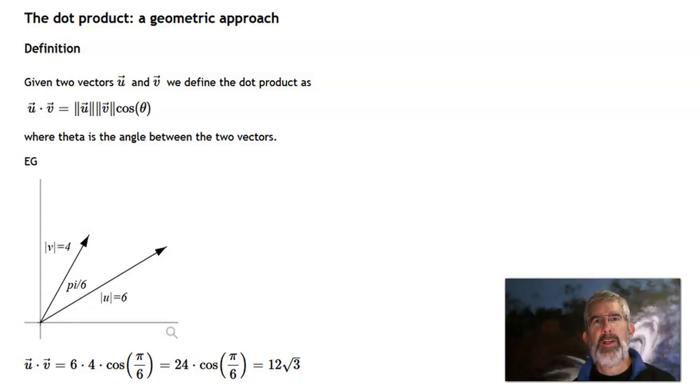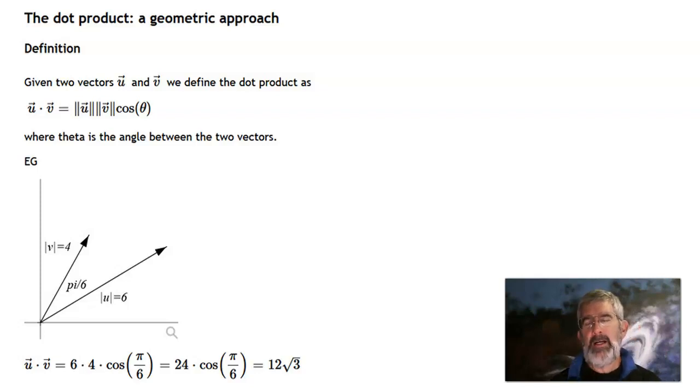In this video, we want to take a look at a geometric approach to the dot product. Now, the dot product is going to be a way of taking two vectors, combining them together, and getting a number as a result. Please keep this in mind as we work with this. The result is not another vector. It is a number.